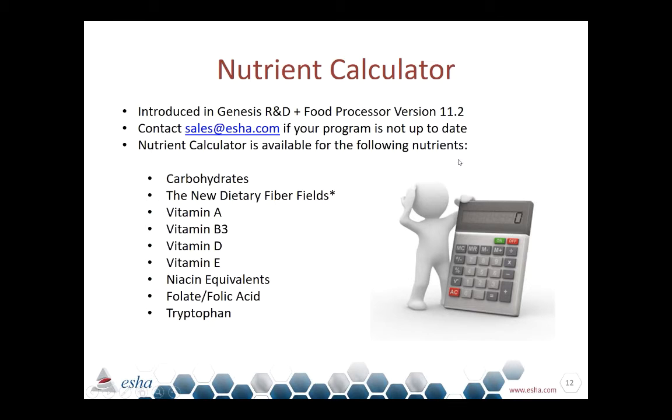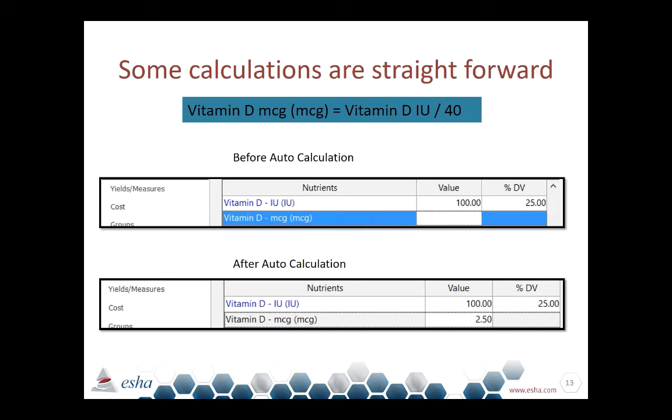The nutrient calculator itself calculates the following nutrients. So carbohydrates, the new dietary fiber fields, vitamin A, vitamin B3, vitamin D, vitamin E, niacin equivalents, folate and folic acid, as well as tryptophan. There is an asterisk next to dietary fiber because, as always, special consideration is needed when dealing with the new dietary fiber definition. So let's talk a little bit about how some of the calculations will work, and then I'll show you what it looks like in Genesis itself.